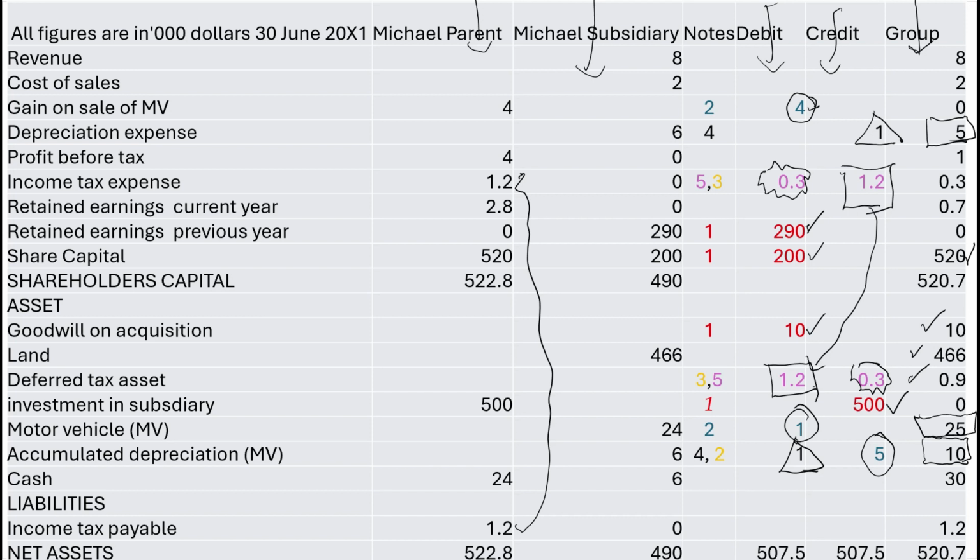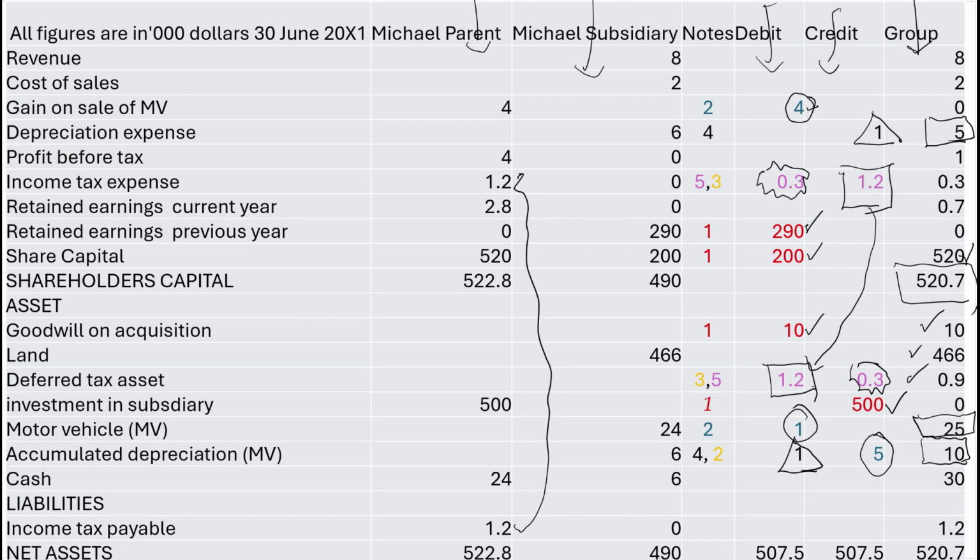Our cash position has increased from $24,000 plus $6,000 to $30,000. And our shareholders' capital in the group is $520,700, and net assets equals $520,700. That brings to the end of the video.